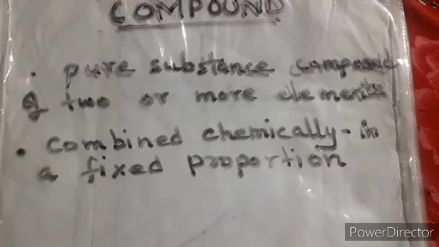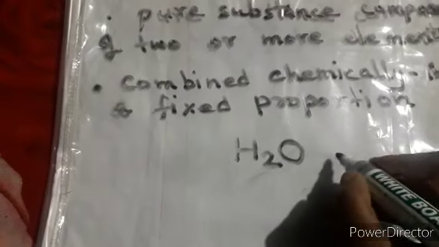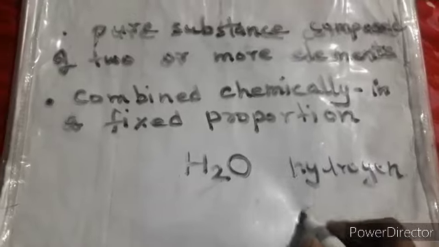Now, what does it mean? How can you say that it has been composed of two or more elements and it is being combined chemically in a fixed proportion? So I am just taking one example, and this example is very common to you, that is water, right? So water is a compound, we know it, right? So this particular water is composed of two elements. What are the two elements? By looking at it, you can tell me, ma'am. Hydrogen and the other is oxygen. So these are the two elements, right?